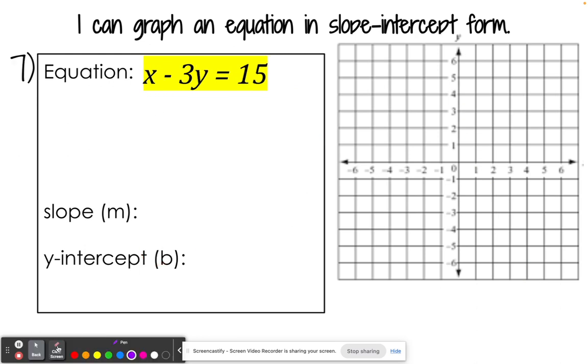Okay, I just have not many left to go. This may be my last one. Subtract x, subtract x. I have negative 3y equals negative, and remember that's 1x, plus 15. I only put that 1 there because I know I'm going to be dividing. And I'm dividing everything by negative 3.